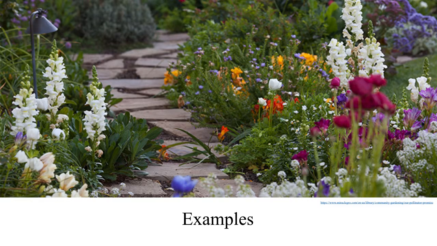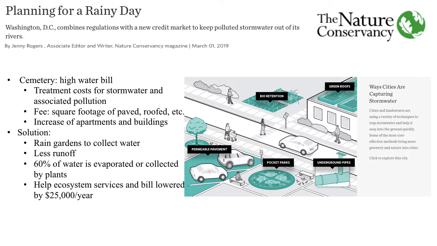Some areas have started to implement these kinds of changes and have seen success. An article published in the Nature Conservancy by Jenna Rogers called Planning for a Rainy Day looked at a cemetery that had a high water bill. They realized it was from treatment costs from stormwater and associated pollutions. They had such a high treatment cost because their cemetery had a lot of paved roads and roofs, so the fee was based on the square footage of all their impervious surfaces.